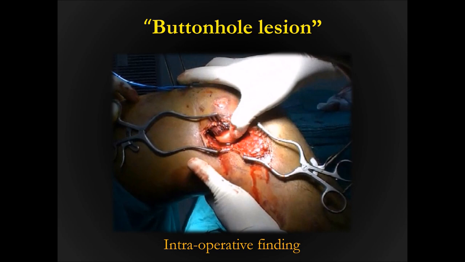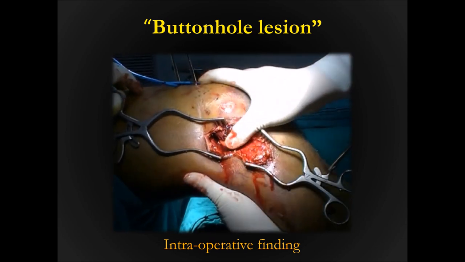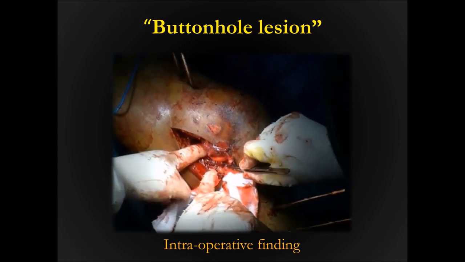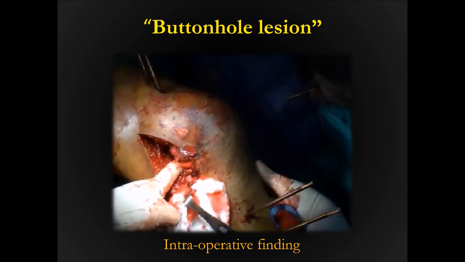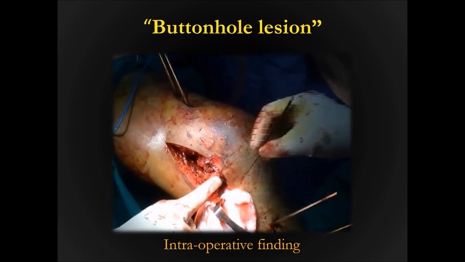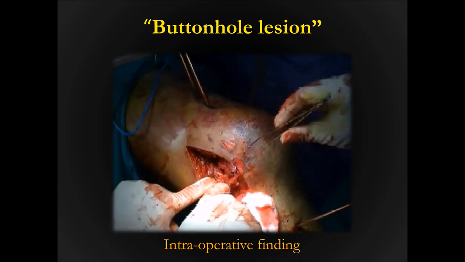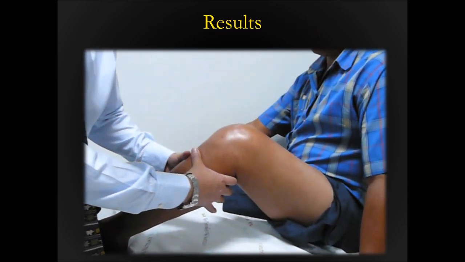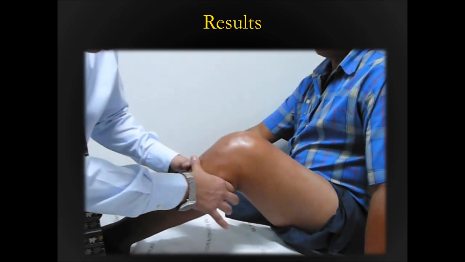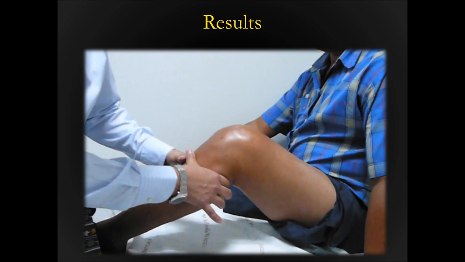I need to release some of the muscles and also the ligament. As I told you, that will be the vastus medialis, also the medial capsule. I release more of the medial capsule. Then I push it. See? Now we can go in. Then we repair the capsule and muscles back. Okay? This is a buttonhole. This is the same patient. Okay? Now he's coming back. And he is good now.